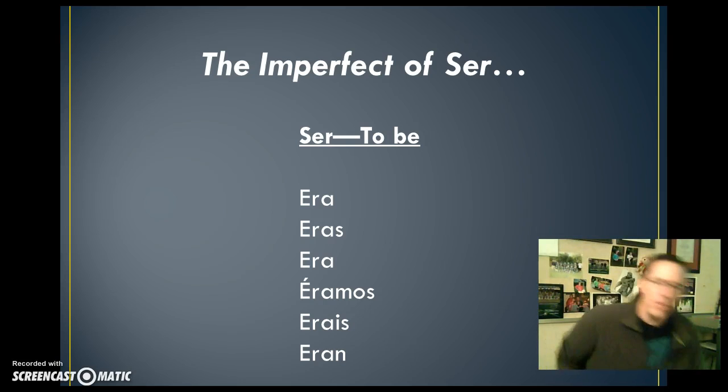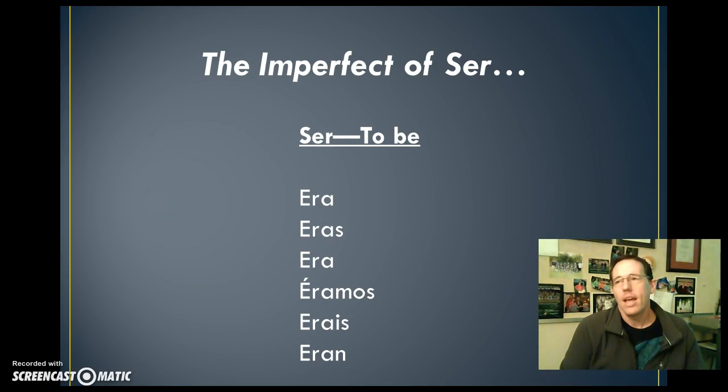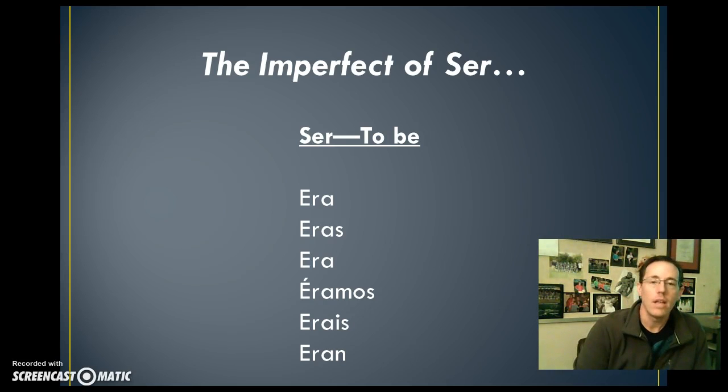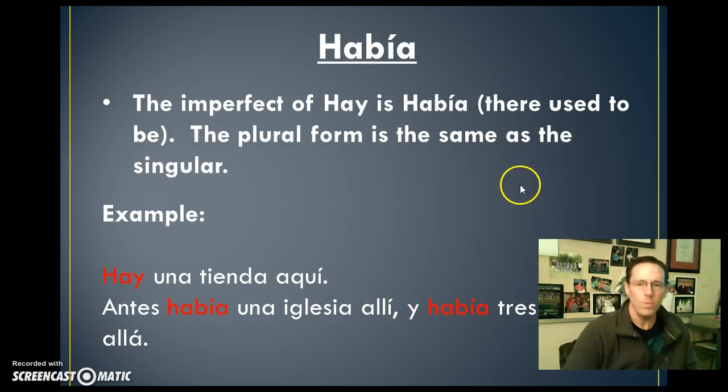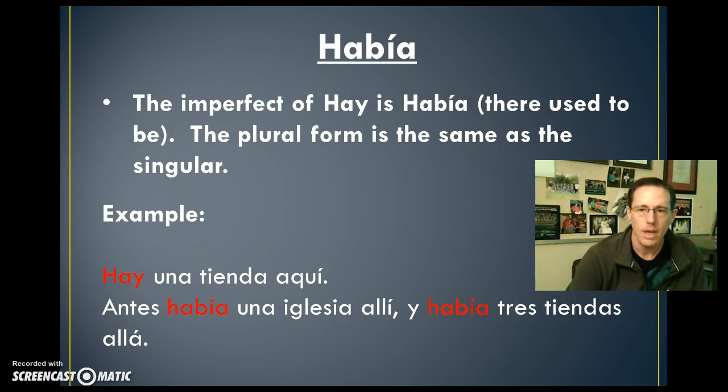So if you wanted to describe what something used to be like, if I want to say, for example, my house was very happy, I'd say, mi casa era muy alegre, or something along those lines. Or yo era muy ruidoso, I used to be very loud, or something along those lines. Okay. One more.